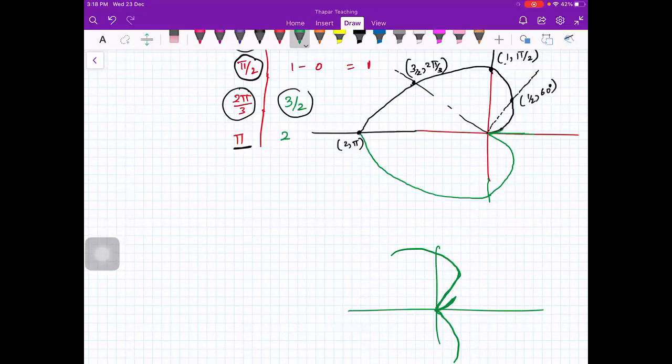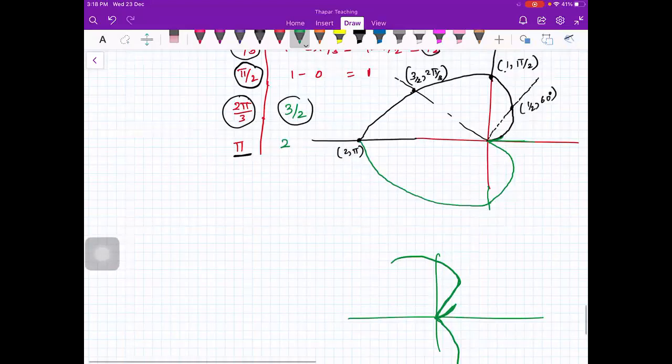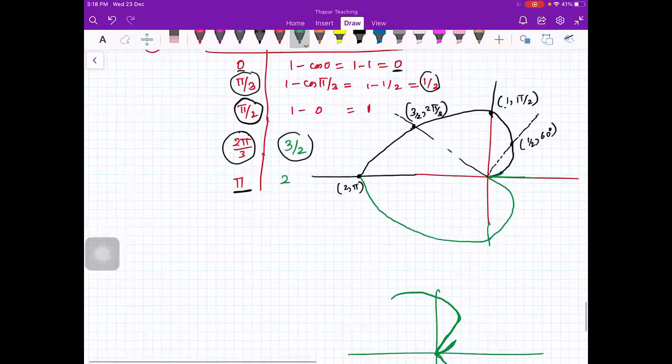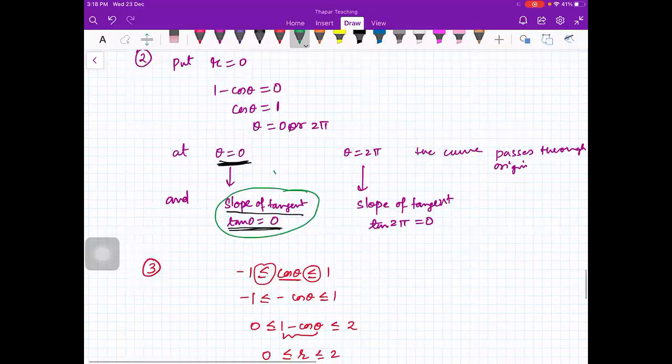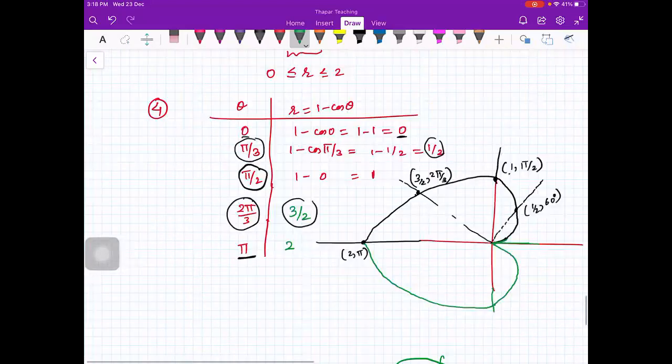Do you get it? Ma'am, I understood this. Ma'am, how will we take theta? Which theta? This one? Ma'am, the table you made below, I am talking about that. Yeah, that is your choice, beta. If you want to be more accurate, you can go for 0, 30 degrees, 45 degrees, 60 degrees, 90 degrees. So that is your choice, right? So we can take any values randomly?